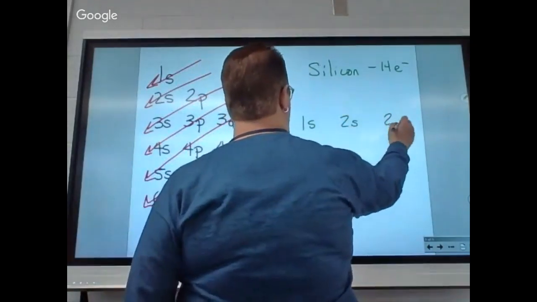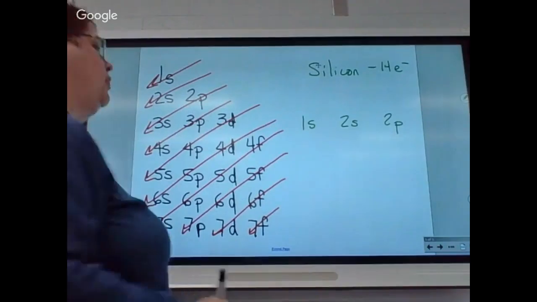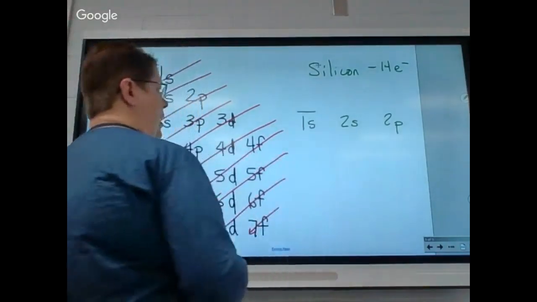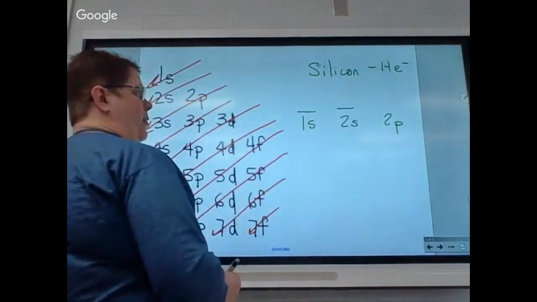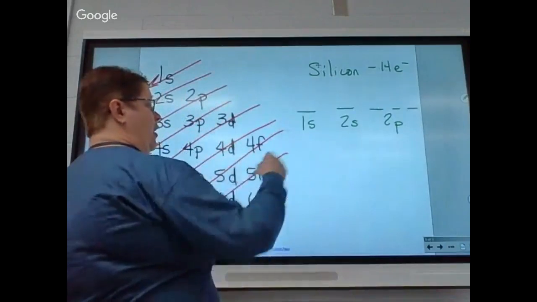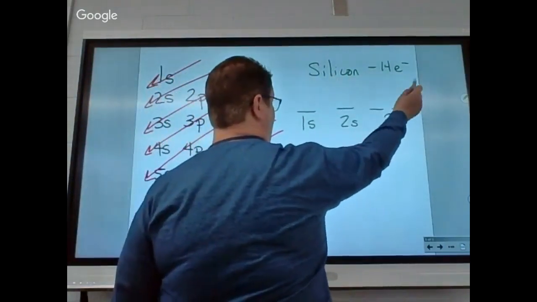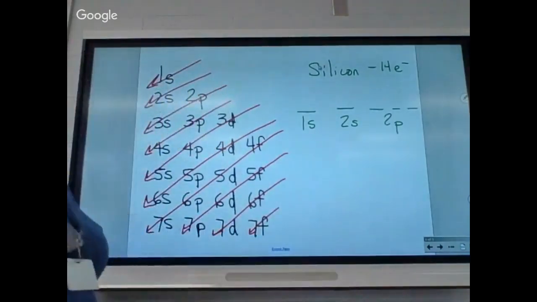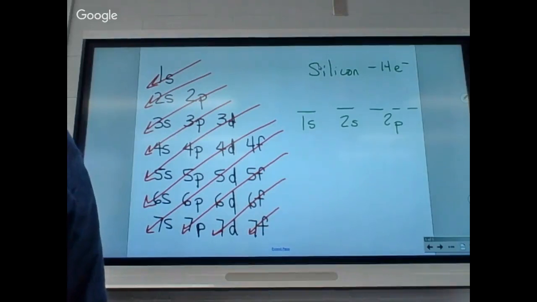And next, 2p. Now, an S sublevel can have how many orbitals? So we draw one line. 2s can have how many orbitals? One line. 2p can have how many orbitals? 3. So how many electrons go on this line? 2, 4, 6, 8, 10. So that's 10 electrons, and we need 14. Do we have enough? No.